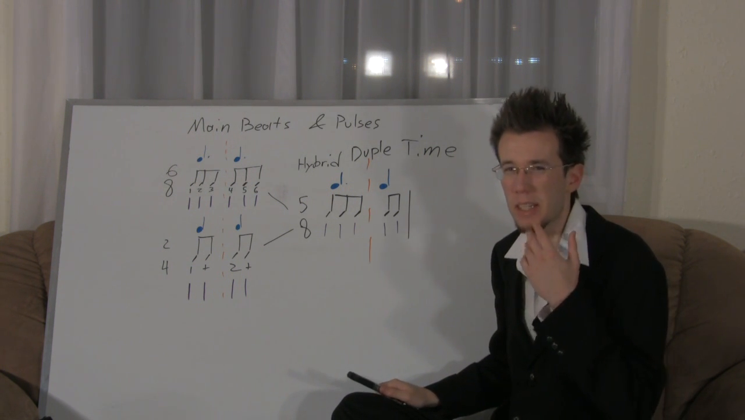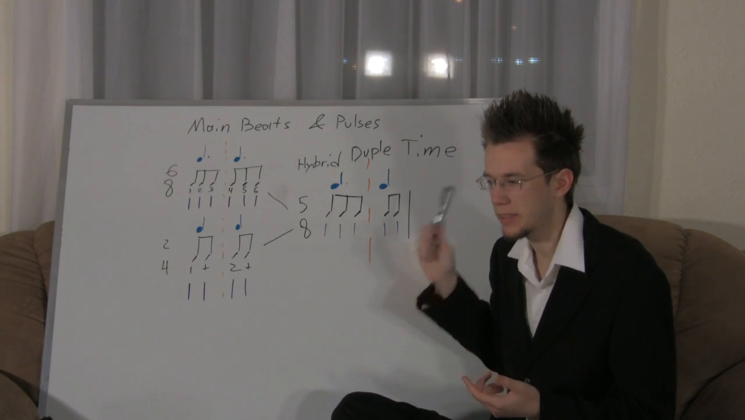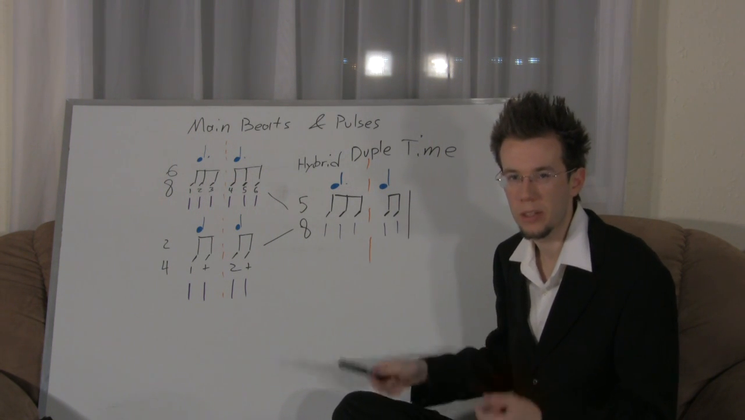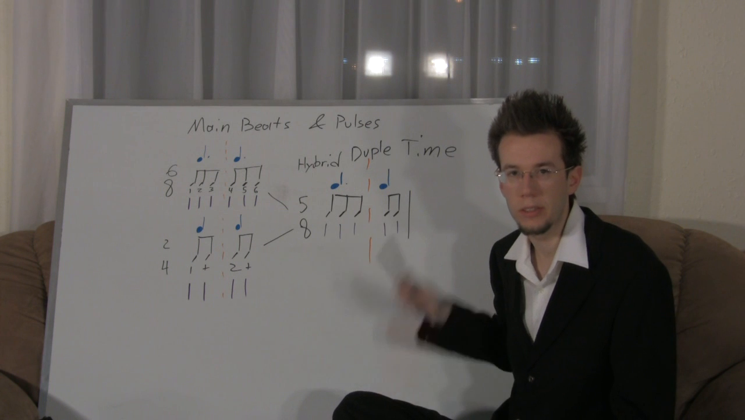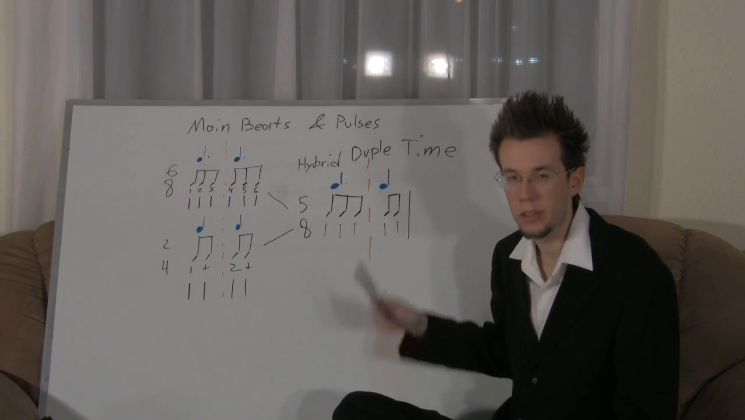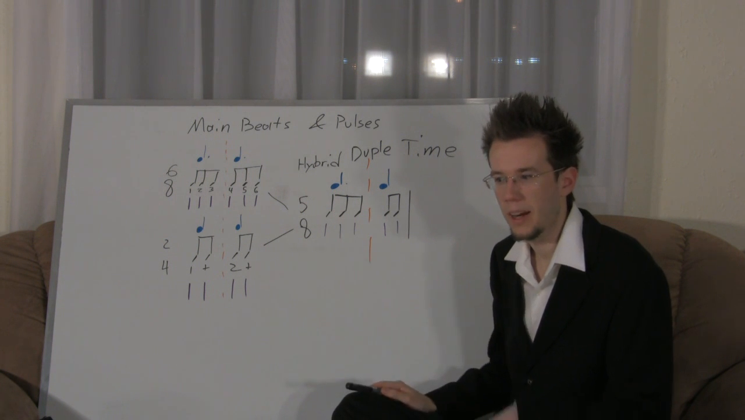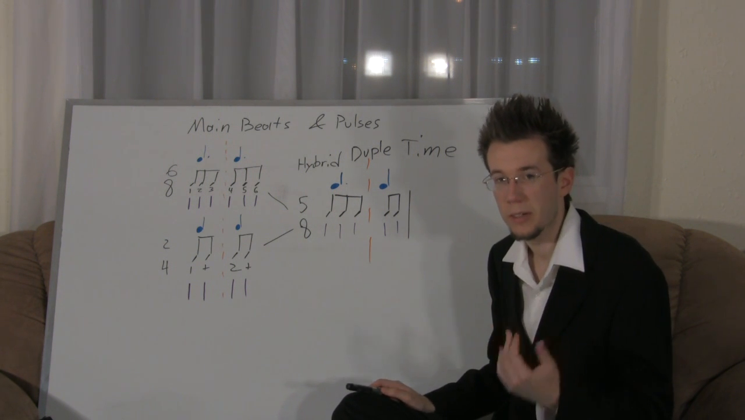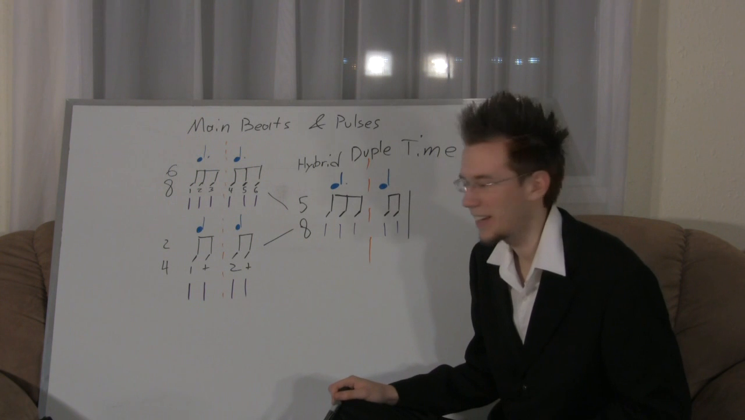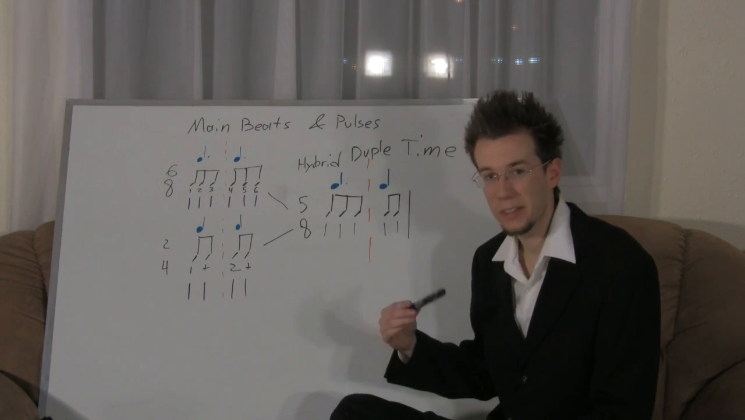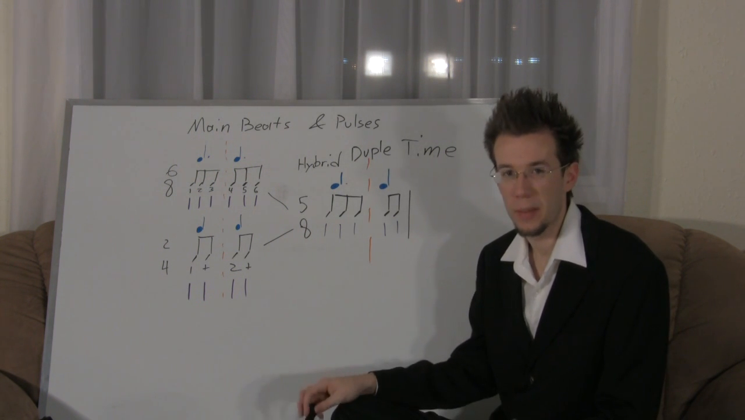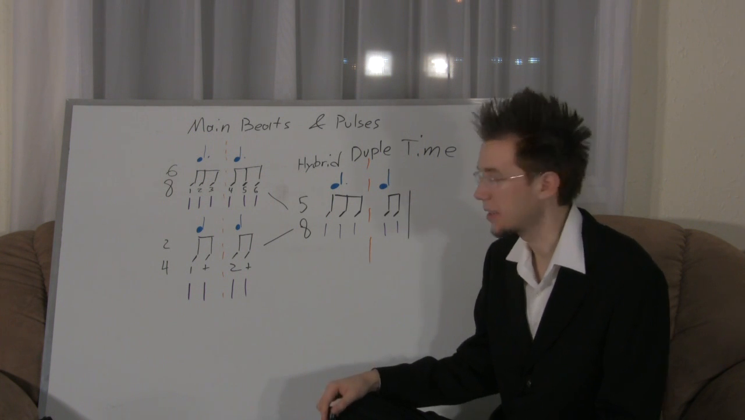So my mouth is actually saying the pulses, and my hand is keeping track of the main beat. So 1, 2, 1, 2, 1, 2. So you hear the difference? So I have a main beat and I have pulses going on. Okay? So I didn't explain this before because you didn't need to know that before. It was just, it's going to fall into place.